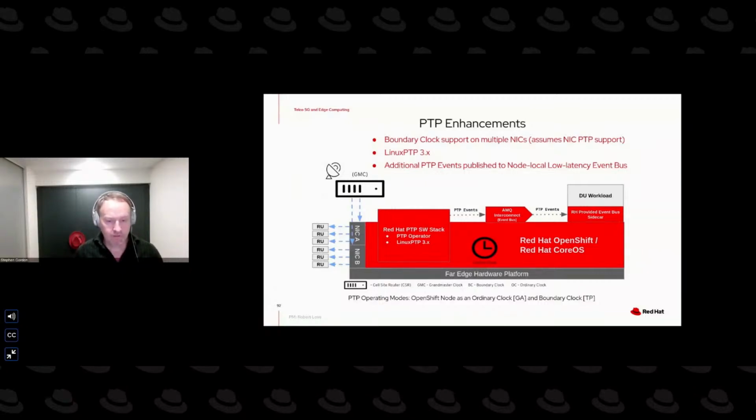The problem statement here is that we want to pass the time to more radio units than there are ports on a single NIC. So now OpenShift can configure multiple NICs as boundary clocks on the node so that it can serve basically twice as many radio units as it could in previous OpenShift releases. Obviously, at the scale that people are trying to operate these networks, that's a pretty important improvement in the overall situation.